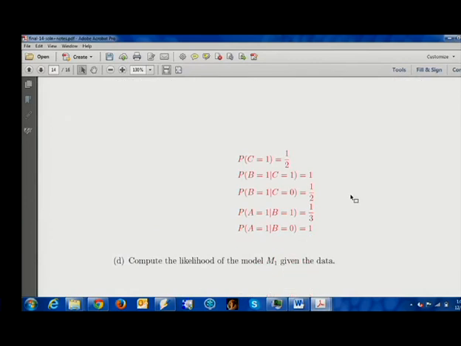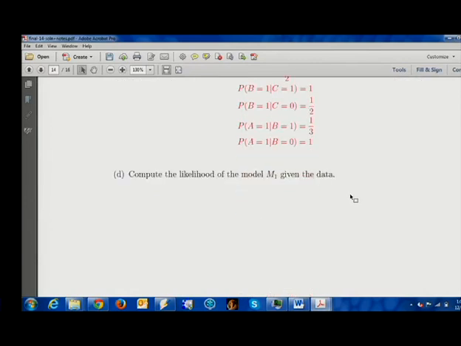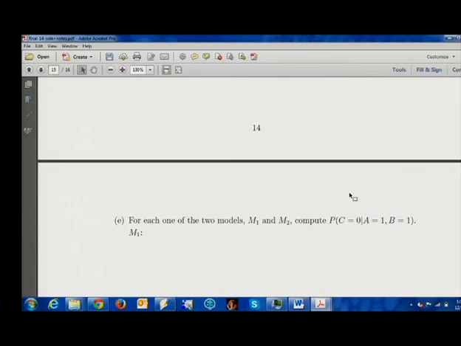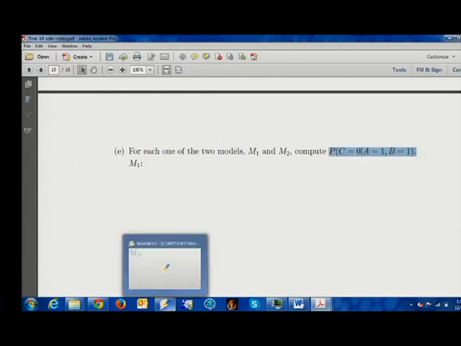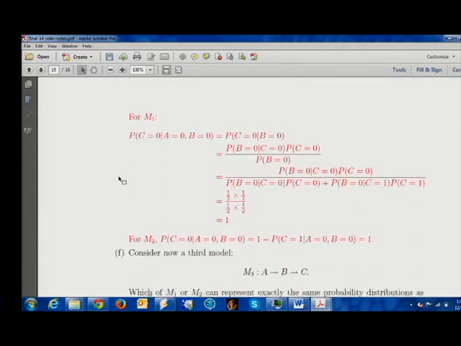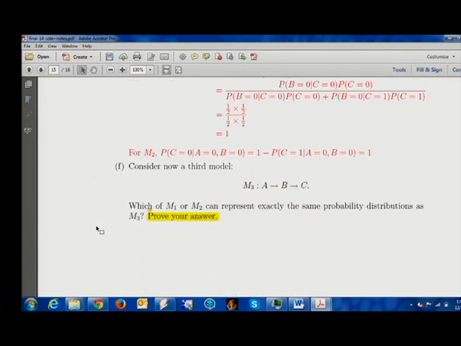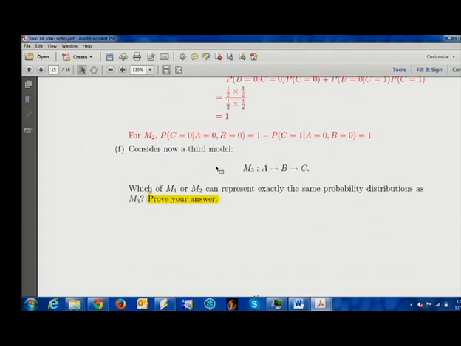I'm not going to do this. This is just simple counting. What I want to dwell on is, again, this is computing the probability distribution for model M1 and for model M2. It's written here. Unless there's a question, I'm going to skip that. I want to talk about this. Consider now a third model. The third model also is a chain from A to B to C.